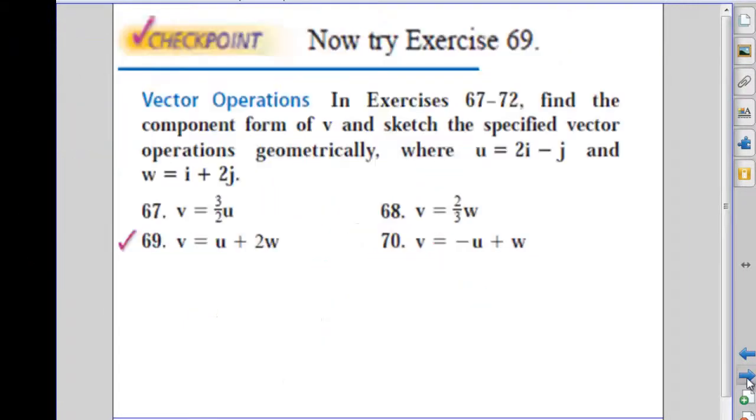Your choice. All right, go ahead and try exercise 69 in your notes now. They're telling you that u is 2i minus j, and vector w is i plus 2j. So I see that they're giving us vectors u and w as linear combinations, so I see no reason to change it. Check your answer in the back of the book. Come back when you're done.